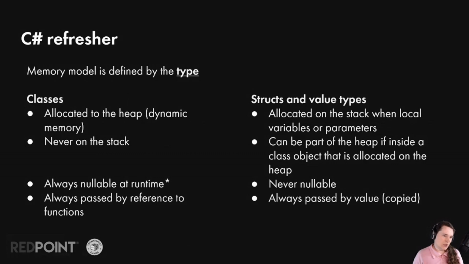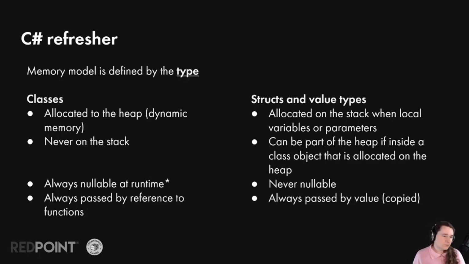If we look at the C# memory model, it's defined by the type of thing. So for classes, when you construct them, they are allocated to the heap. So they go onto dynamic memory. They're never on the stack, right? They're always nullable at runtime. Technically, newer versions of C# have what they call non-nullable reference types, but they're actually still nullable at runtime. It's just a pure compiler language feature that tries to prevent you from making them null, but it's actually totally allowed to still make them null at runtime.